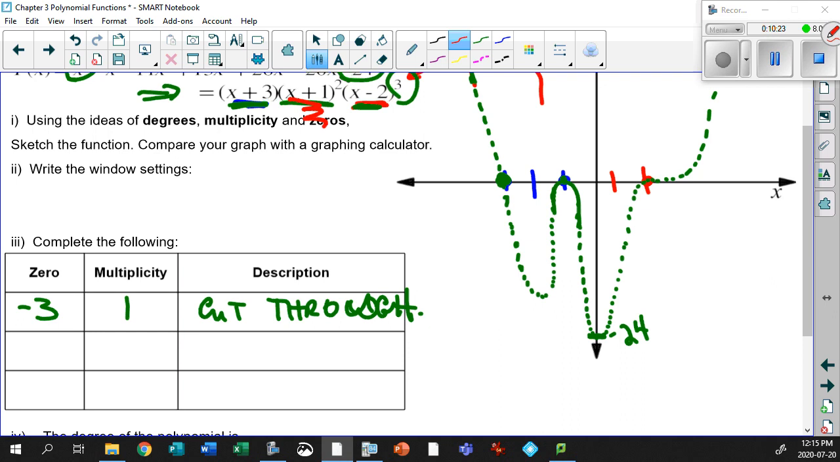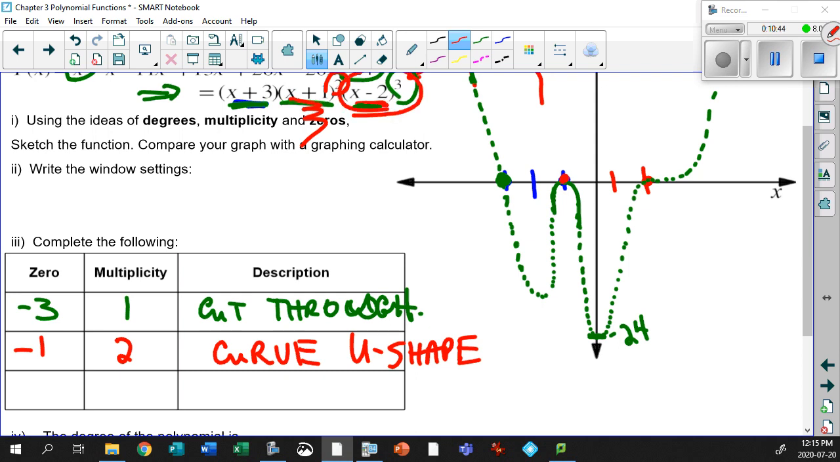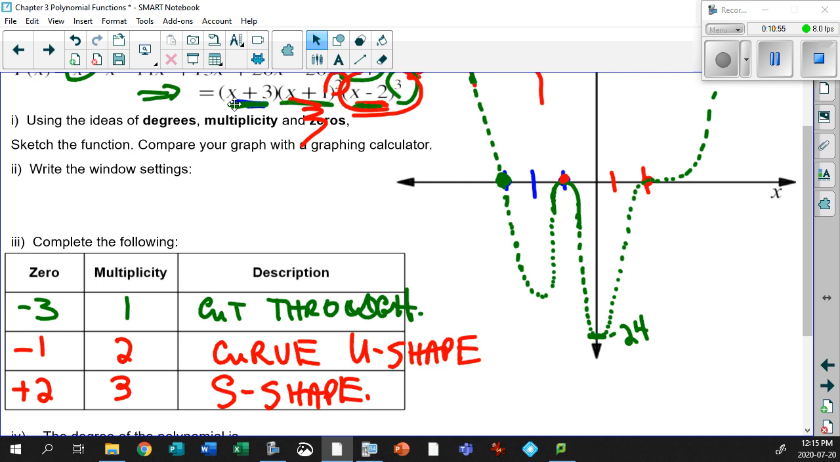Okay, now look at this. There's minus 1. So our 0 is at minus 1. A multiplicity of 2. This is going to be my curve that's parabola shaped or U-shaped. Now, here we go. Our last one is at plus 2, and that's a multiplicity of 3. And this is going to be my S shape. Beautiful. Look at that, folks. What we learned so far, this is powerful.